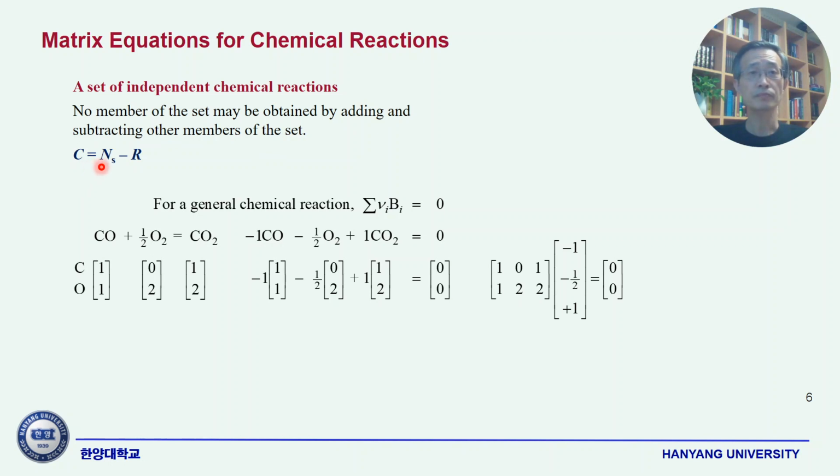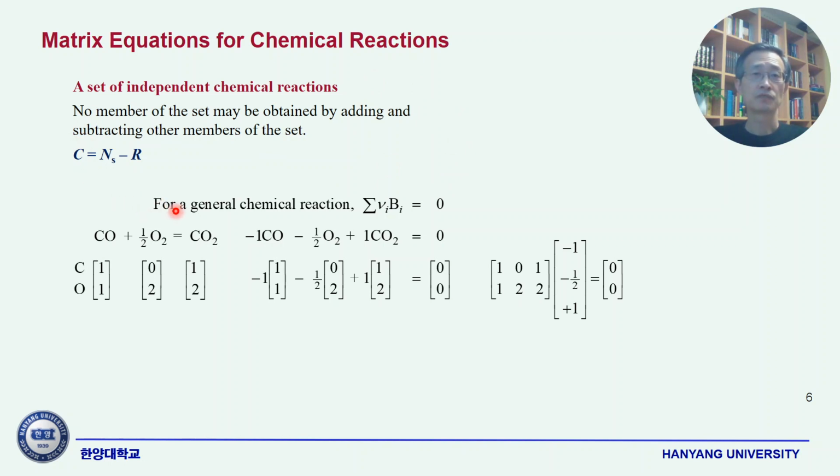So usually the number of components is the total number of species minus the number of independent chemical reactions. That's the kind of relationship for chemical stoichiometry or chemical equilibrium.